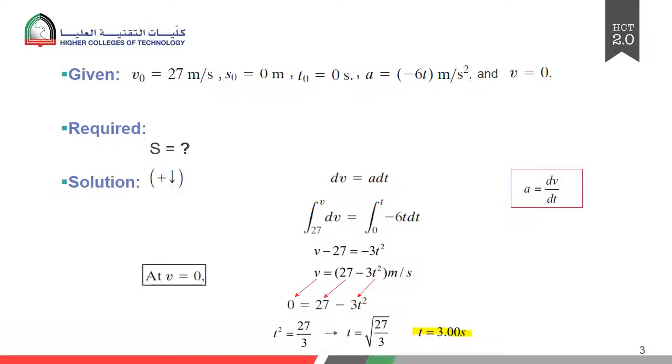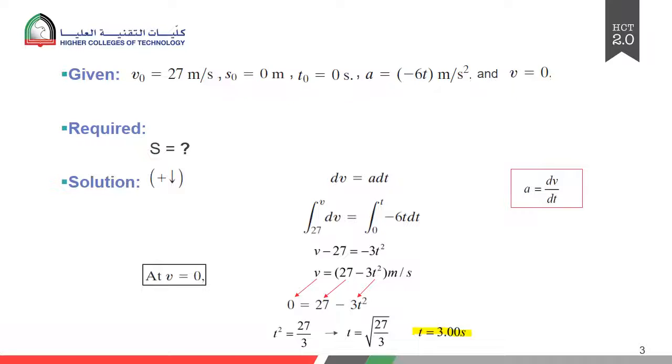The solution. Because the acceleration is given as a function of time, you should integrate it to find the velocity equation, then integrate the velocity to find the distance. Acceleration is the rate of change of velocity with time. It is expressed as a equals dv over dt. Rearrange the equation to have dv on the left side and acceleration as a function of time on the right side.